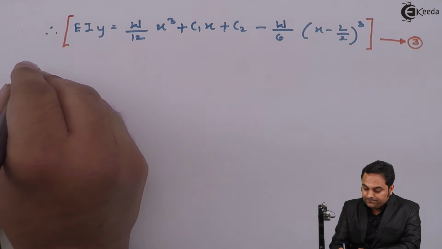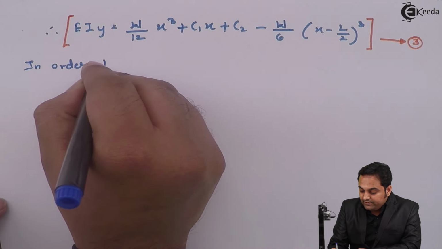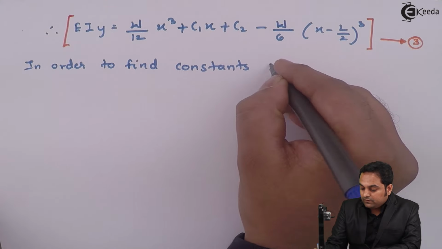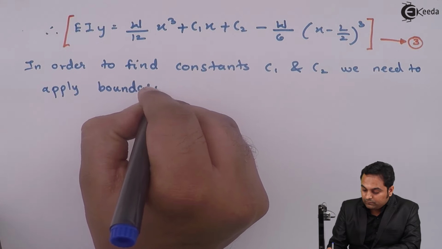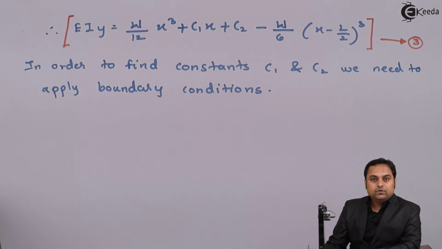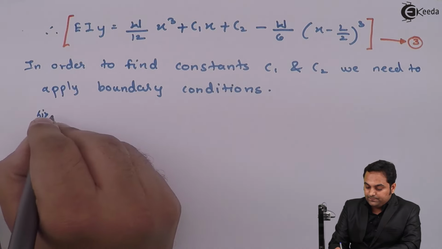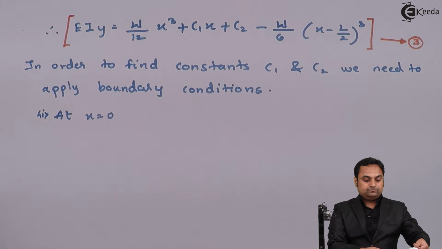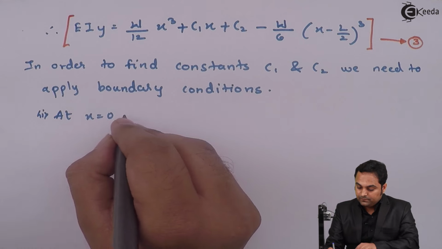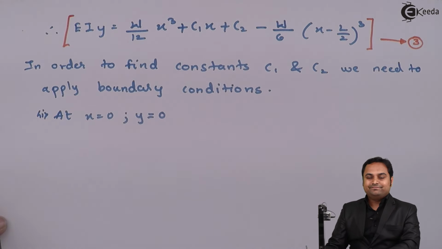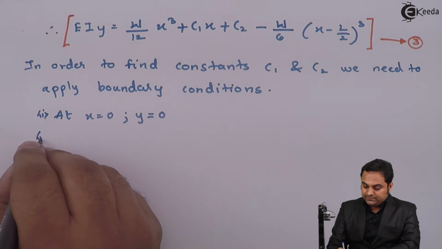So for that I'll say that in order to find constants C1 and C2, we need to apply boundary conditions. So therefore the boundary conditions are at x is equal to 0. Here if we see in the diagram, when x is 0, the deflection y is 0. So at x is equal to 0, y is equal to 0. Next, at x is equal to capital L, that is up to point B, here also deflection is 0, y is 0. So we are going to put this boundary condition in equation 3.